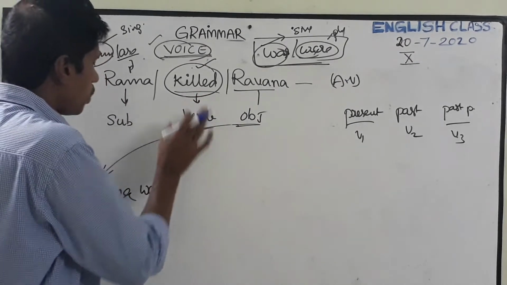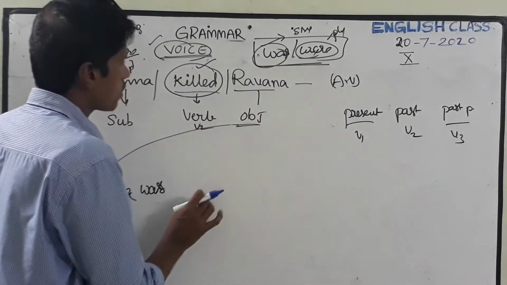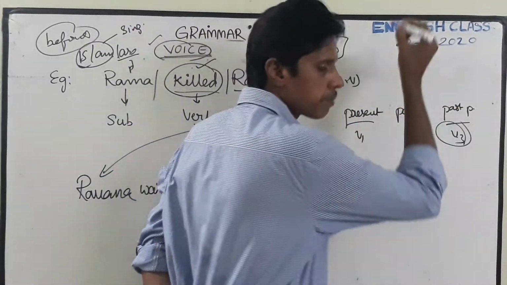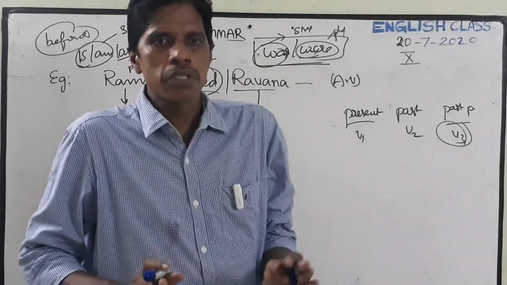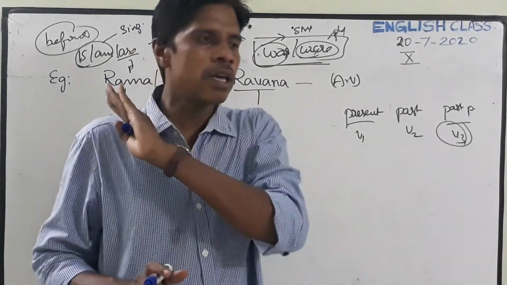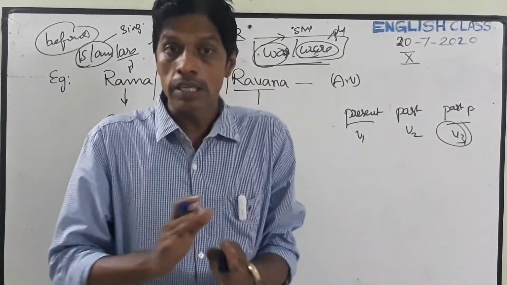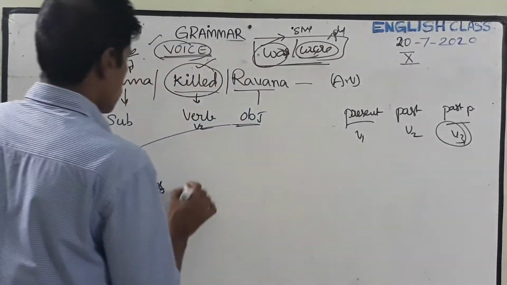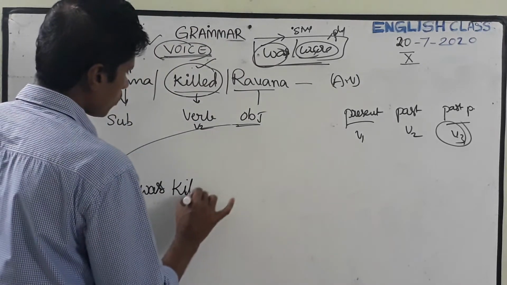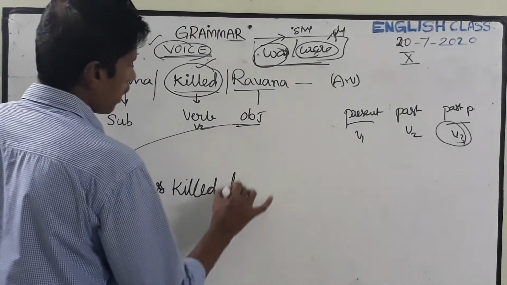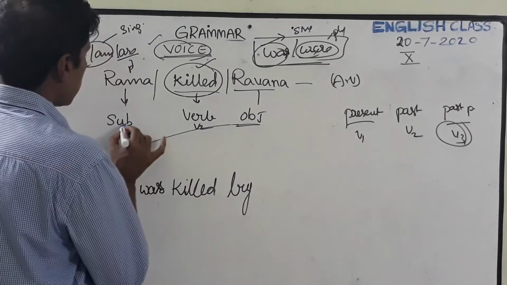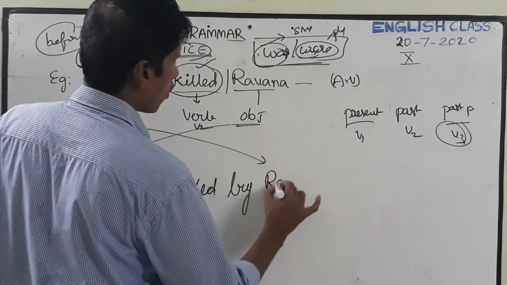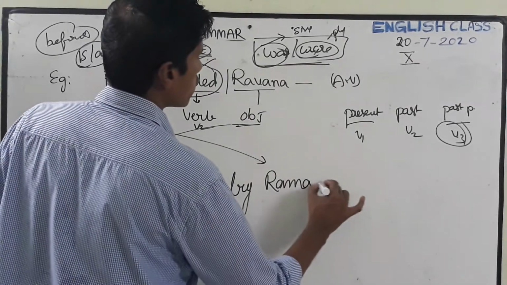When you change from active into passive, the verb is always in the past participle, that is V3. In passive voice, the verb form must be in V3. It does not change, not in 80% of cases either. It never changes. Right? So, was killed. By is a preposition, and the subject goes to the place of the object. By Rama. This is called passive voice.